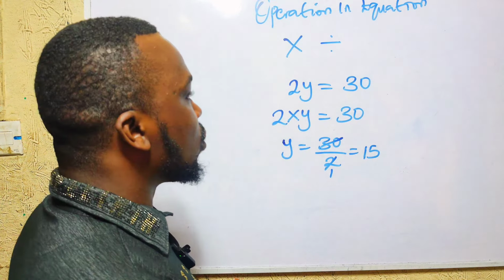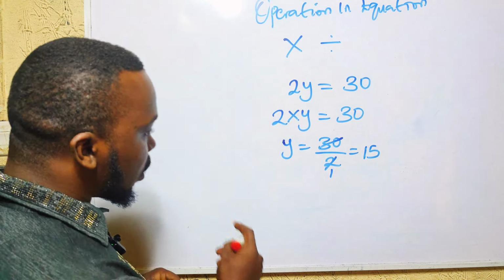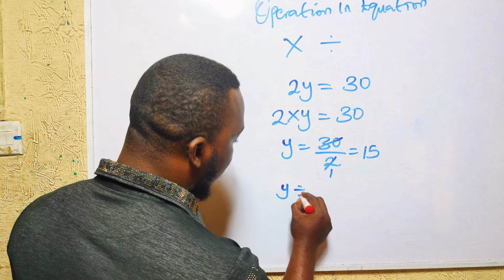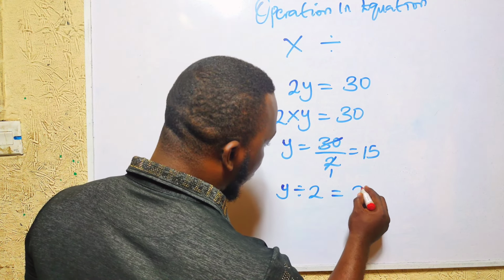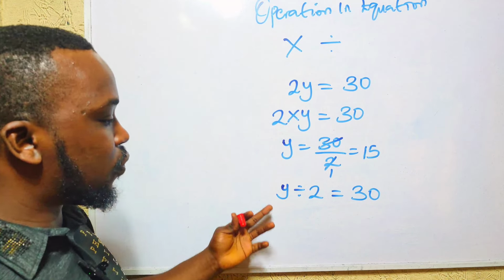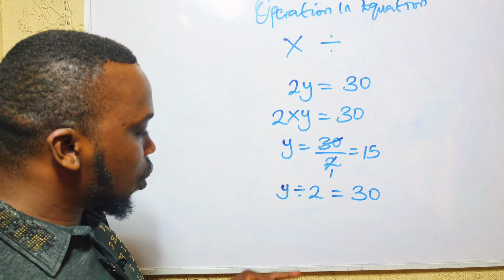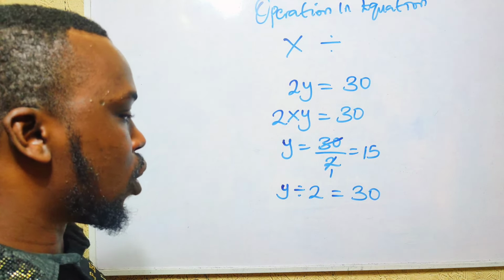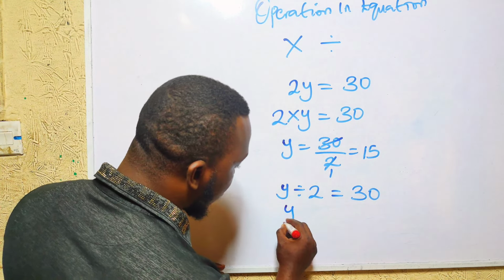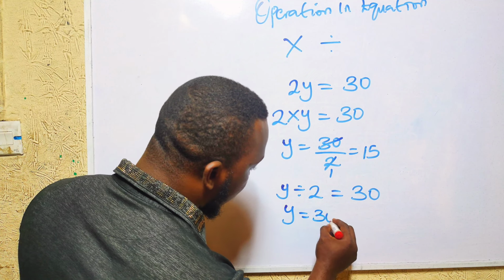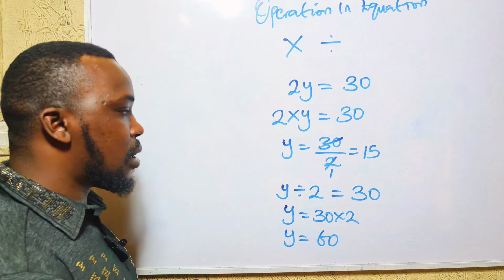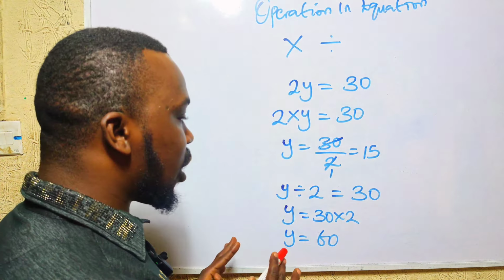Now, let's go to division. We have the same thing, 30. y divided by 2 is equal to 30. What is the value of y? When this division crosses the sign of equality, it is going to change to multiplication, which is y is equal to 30 times 2. Therefore, y is equal to 60. Now, this is for the division aspect.